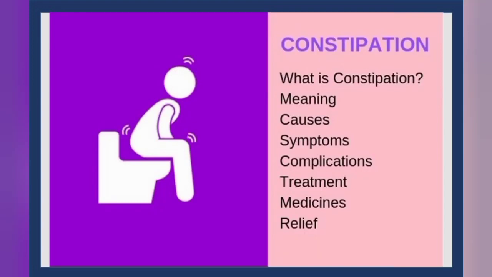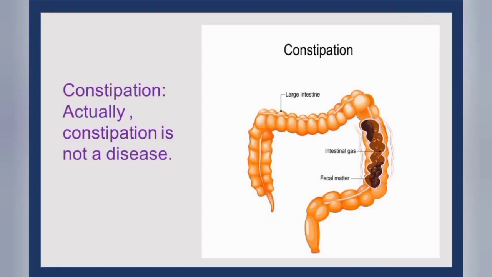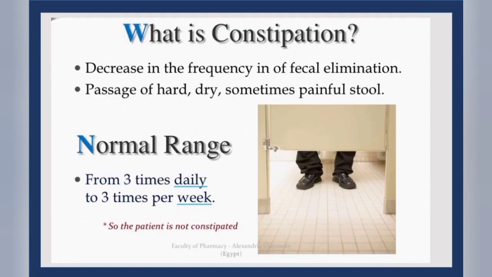Now our topic is constipation. What is constipation? We will discuss the meaning, causes, symptoms, complications, treatment, medicines and relief. Look at the picture. Where does constipation occur? Constipation actually is not a disease. It is a phenomenon that can happen to our body. Now, what is constipation? It is a decrease in the frequency of fecal elimination, passage of hard, dry, sometimes painful stool. The normal range is from 3 times daily to 3 times per week.